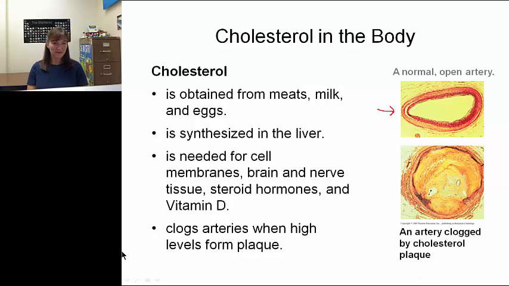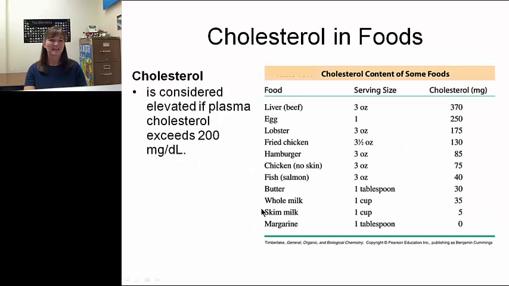So what would I want you to know from this slide? I do want you to know that cholesterol is synthesized in the liver. I think we all have a good idea of what things we eat, but that would be pretty much it. Cholesterol in food, so this is kind of fun just to look at.